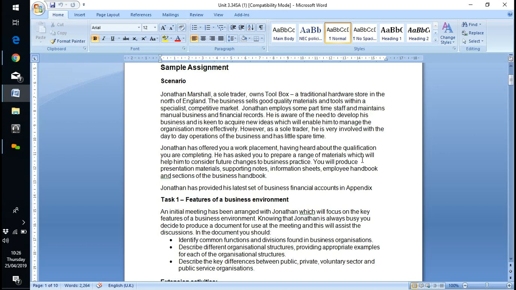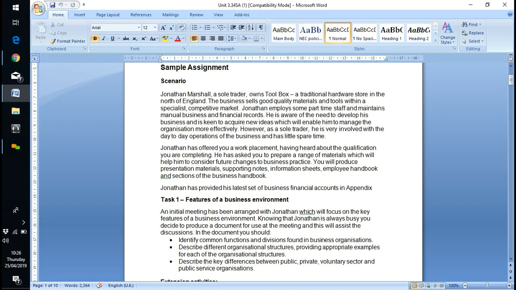However, as a sole trader, he's very involved in the day-to-day operations of the business and has little spare time. This, of course, is as he expands, he will have less and less spare time unless he changes the way in which he controls the business. So John has offered you a work placement. Having heard about the qualification you are completing, he has asked you to prepare a range of materials which will help him to consider future changes to business practice.